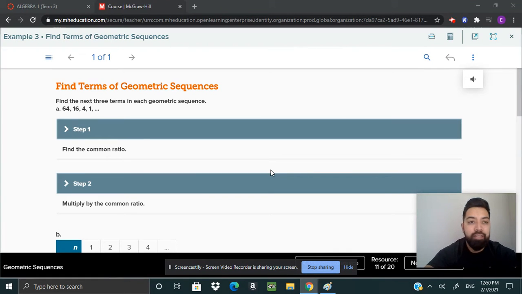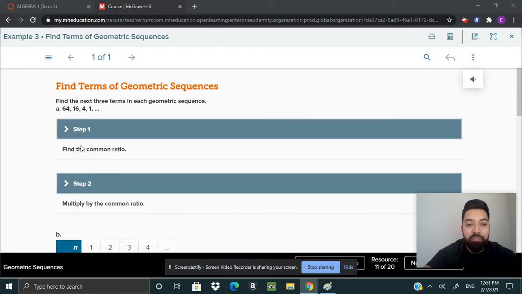Okay, so back to example number 3. We're going to find terms within the geometric sequence. Sometimes they'll start the sequence off for you, and they're going to ask you to calculate the next 3 terms in the geometric sequence that is provided. So for example, here we have 64, 16, 4, and 1.